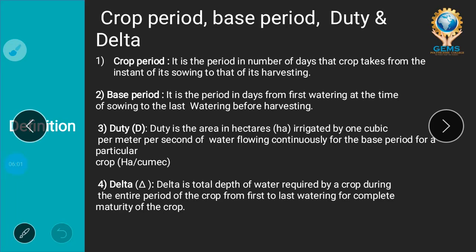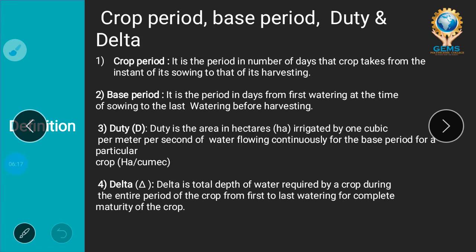So what is crop period? It is the period in number of days that a crop takes from the instant of its sowing to that of its harvesting. मतलब पहला रोपाई से कटाई तक जितना समय लगता है उसको हम लोग क्या बोलते हैं? क्रॉप पीरियड बोलते हैं.